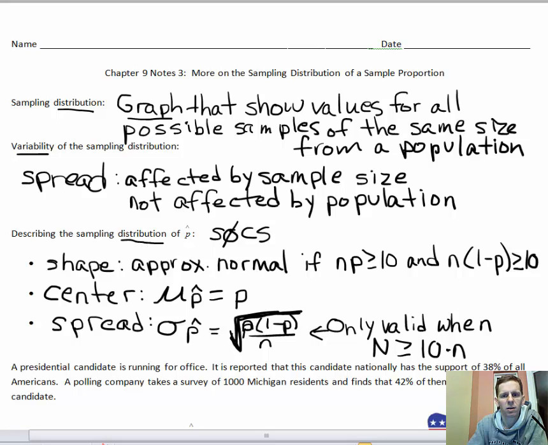So today we want to review what the sampling distribution is, what the variability of the sampling distribution is affected by, and the little bit of new stuff is describing the sampling distribution of p hat. What you'll be doing today is working on the problem at the bottom of your notes page. When you finish with that, check with your substitute teacher to make sure your answers are correct. If that's correct, then you have permission to move on to your homework assignment for tonight.